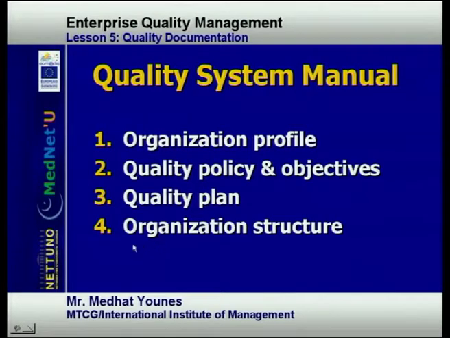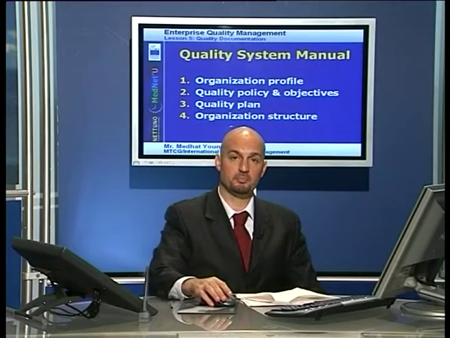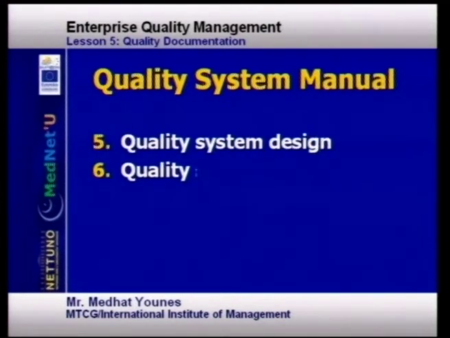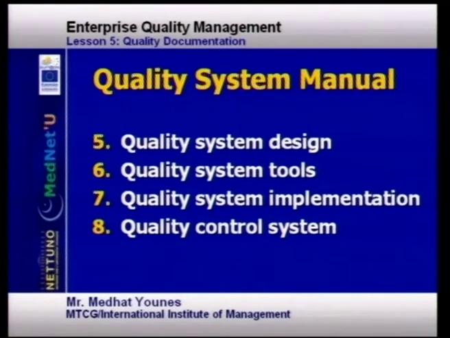The fourth document is the organization structure, and that document describes the organizational structure, procedures, processes, and resources needed to implement quality management system. The fifth element of a quality system manual is the quality system design. And that document provides a documented, comprehensive, and systematic examination of design, its capability to fulfill requirements for quality, identify problems, if any, and propose the development of solutions.